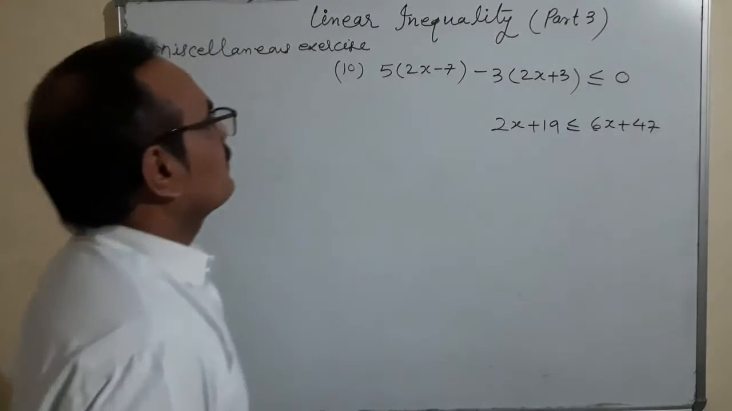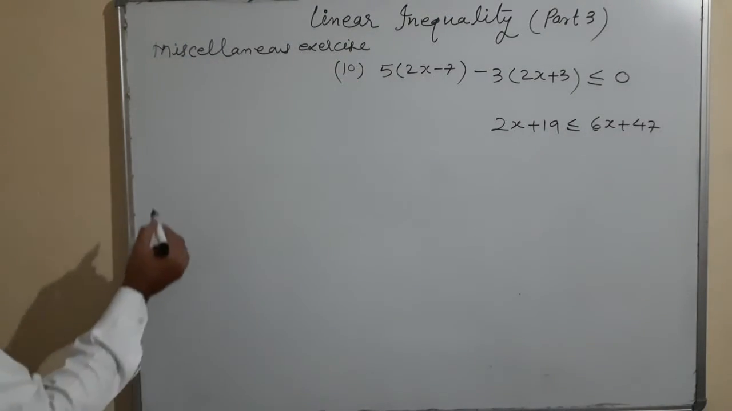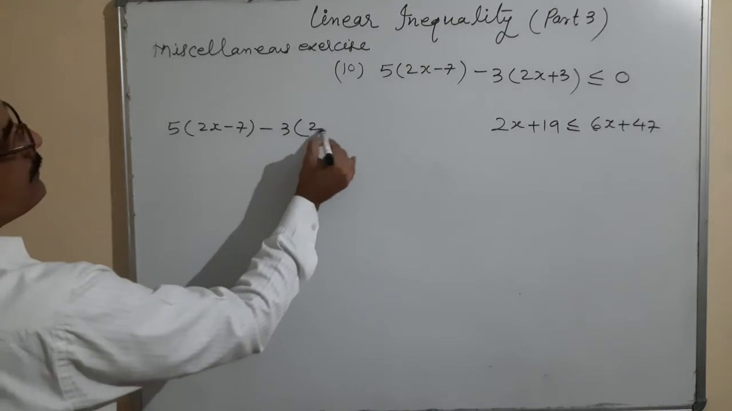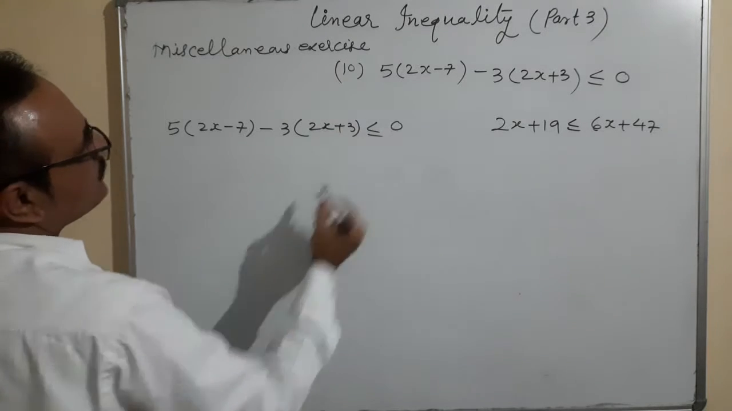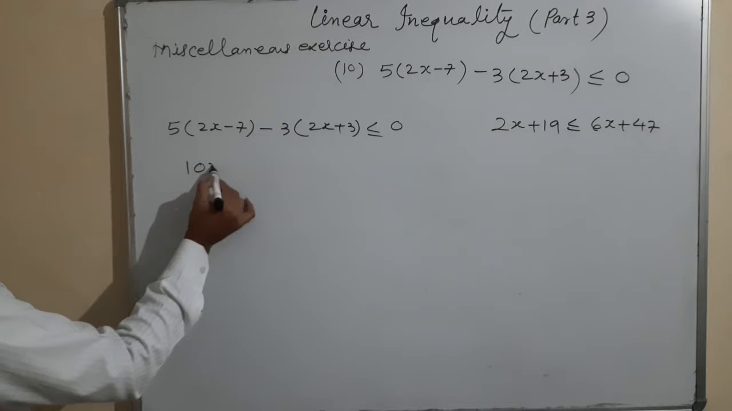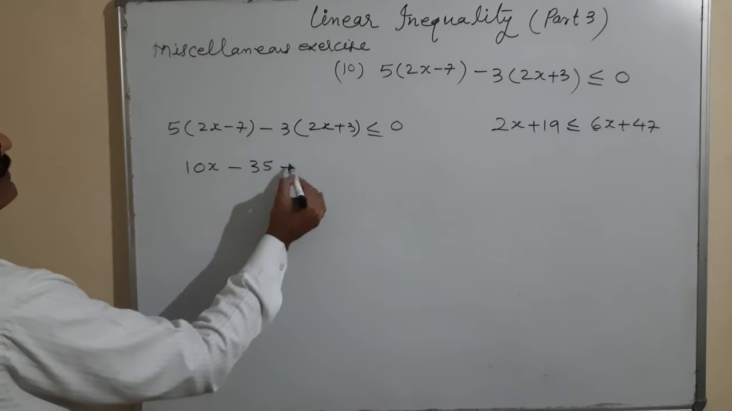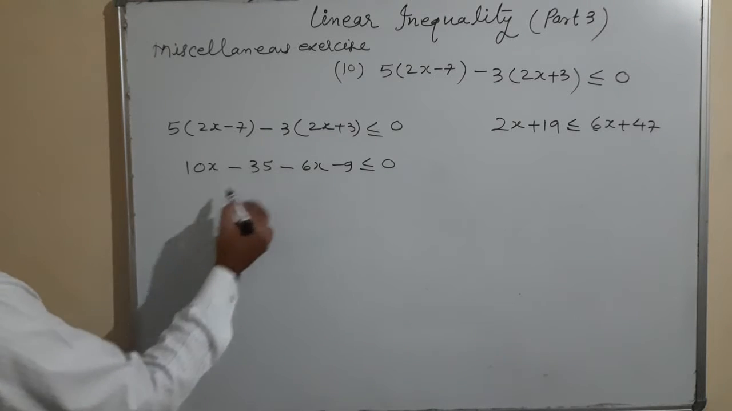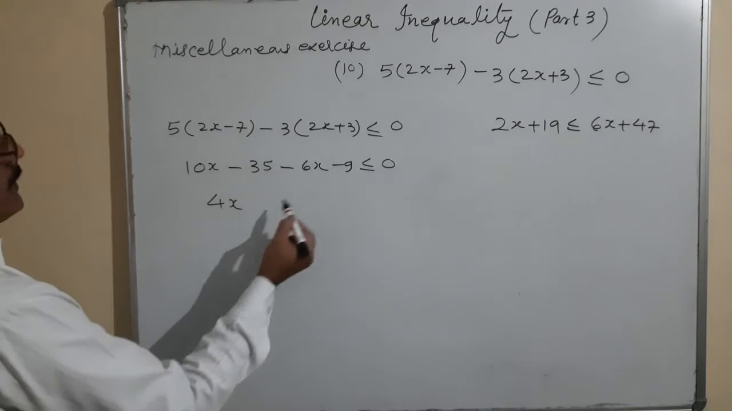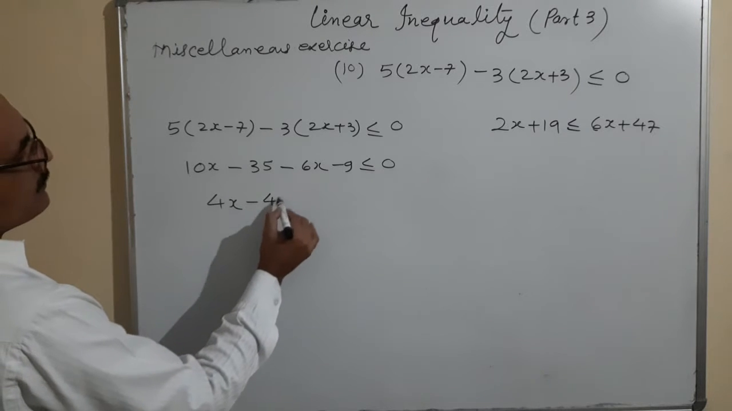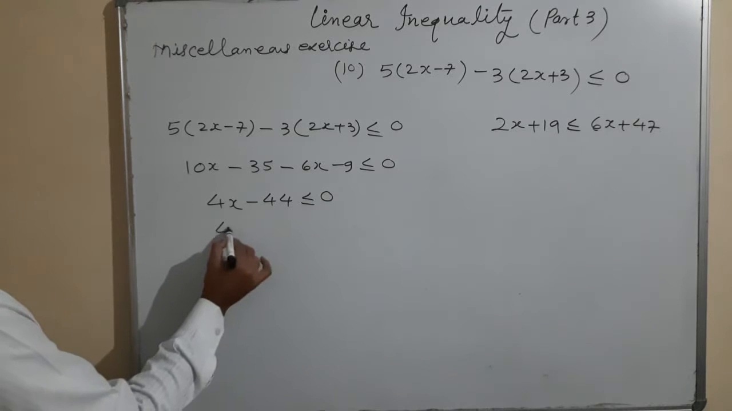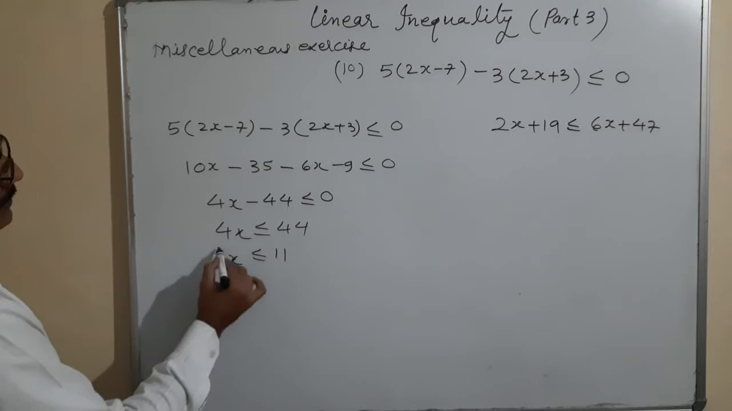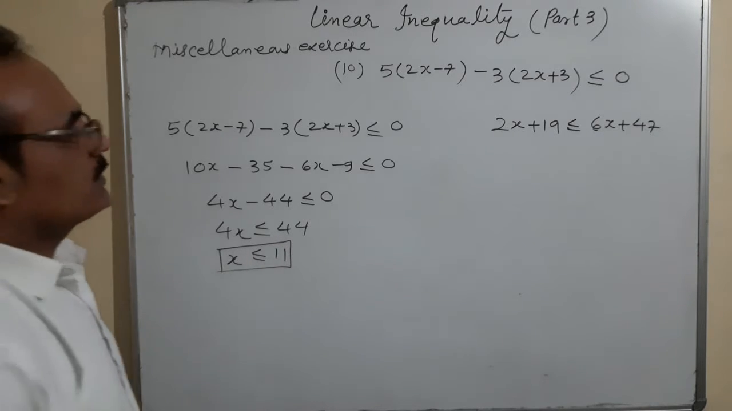Okay, so let us solve this first one. 5(2x minus 7) minus 3(2x plus 3) is less than or equal to 0. Simplified, 5 times 2x is 10x, 5 times 7 is 35, minus 6x minus 9 is less than or equal to 0. 10x minus 6x is 4x, minus 35 minus 9 is minus 44, less than or equal to 0. So 4x is less than or equal to 44, x is less than or equal to 44 upon 4, that is 11. That is one.